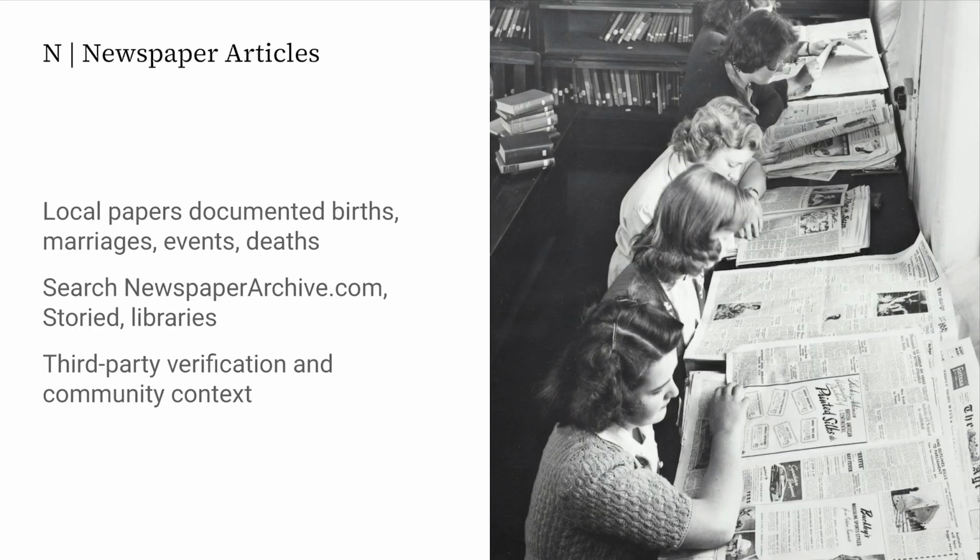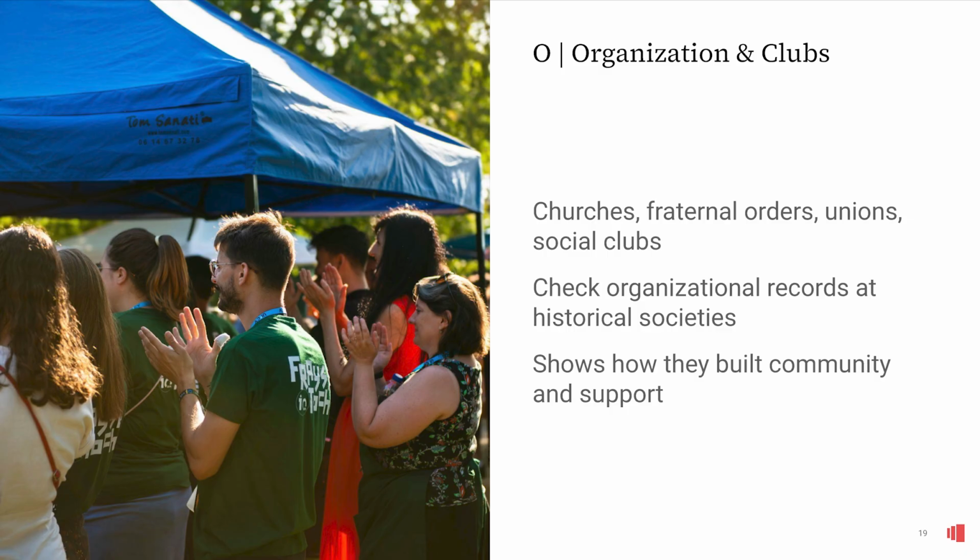N is for newspaper articles. Local newspapers documented everyday life, births, marriages, social events, accidents, and obituaries. Search newspaper archives or local library collections to find them. These third-party accounts verify family stories and often include surprising details that relatives might have forgotten or never mentioned. They also place ancestors in their community context. You see them interacting with neighbors, participating in town events, being real members of a living community, not just isolated family members.